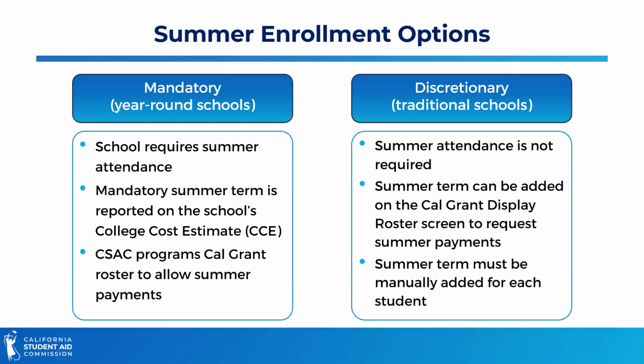The summer term option usually opens sometime in May. So if you go in there today, it's likely not going to have that option to add the summer term. What we do is CSAC will send out a GSA or a GOM through our listserv to let you know when summer terms have opened up for discretionary schools. So keep in mind that you will have to add students' summer terms individually if you are a traditional school with discretionary summer enrollment.